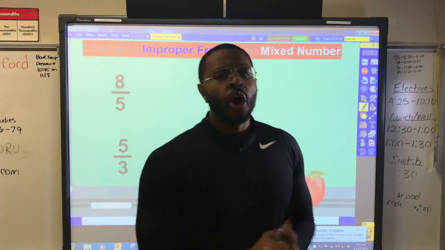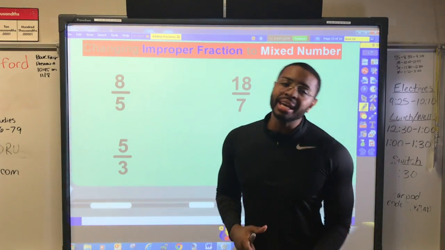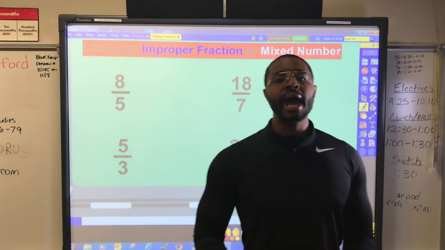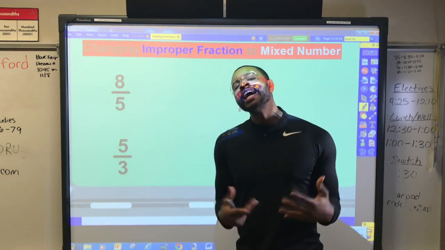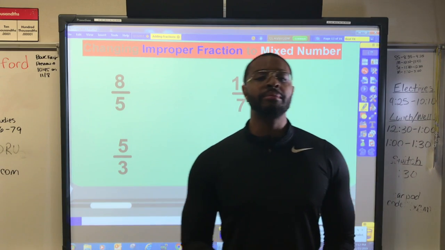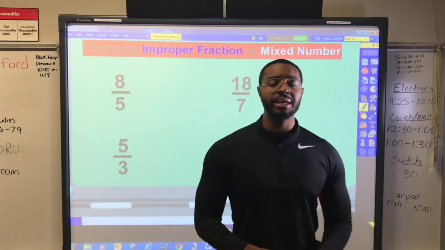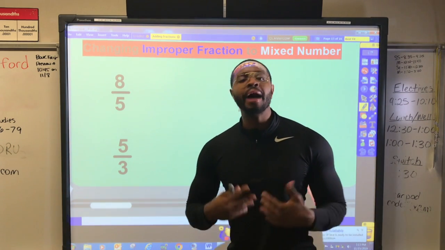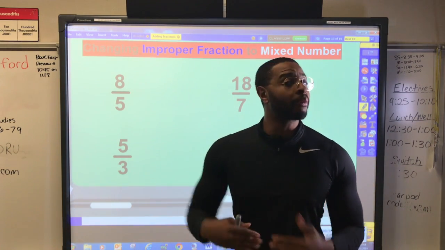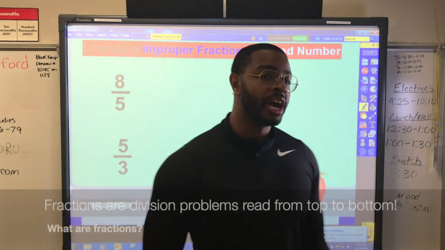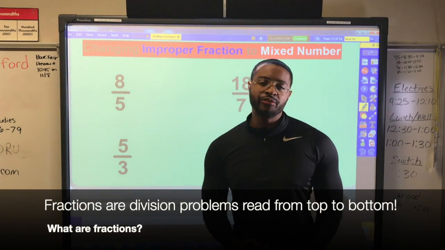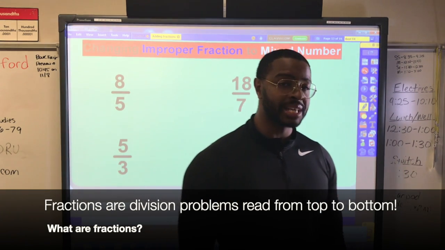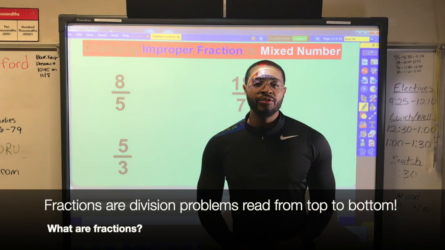Okay, guys? So what I like to use to help me remember how to change an improper fraction into a mixed number is to think about what fractions really mean. I know that fractions mean part of a whole. But what I'm referring to is the type of problem that fractions really are. Fractions are really division problems, guys.